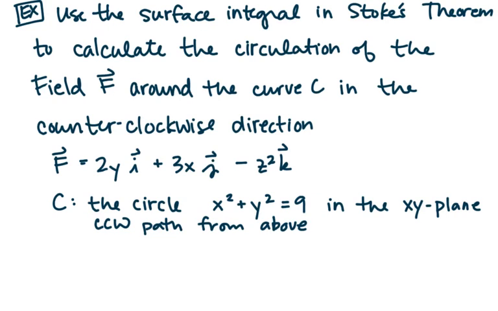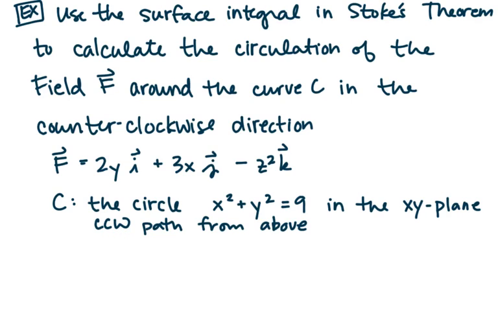In this example, as I've already stated, we're going to use the surface integral from Stokes' theorem to calculate the circulation of the field F, a vector field, around the curve C in the counterclockwise direction. So our vector field is 2y i plus 3x j minus z squared k. And the curve, our path, is x squared plus y squared equals 9. So it's a circle of radius 3 centered at the origin in the xy plane. And again, from above, we're traveling in a counterclockwise path.